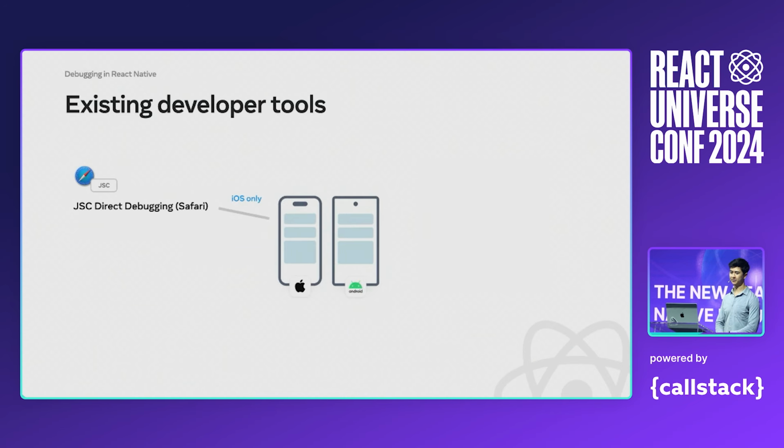So what were our options? 9 years ago, React Native launched with JSC debugging via Safari, which worked well, but supports only Apple's JavaScript core engine on iOS, which we've since moved away from.